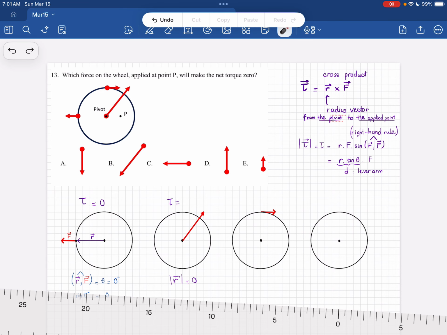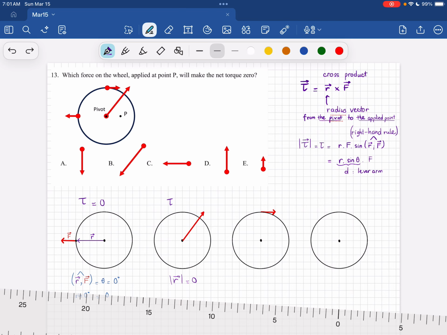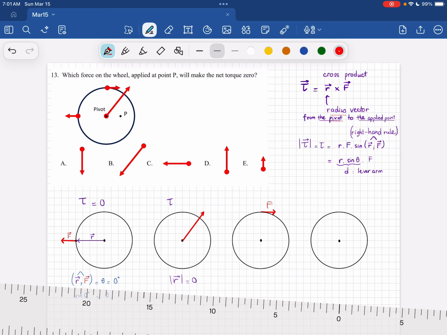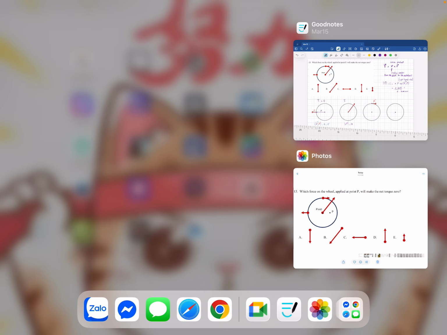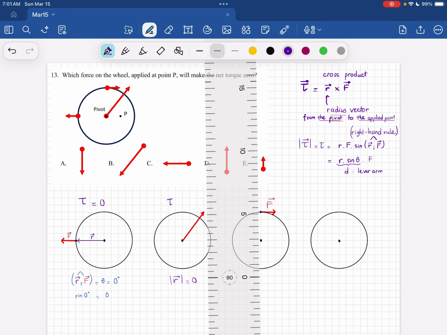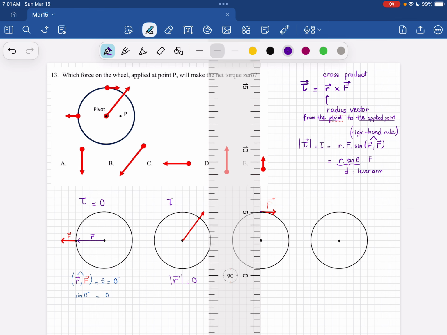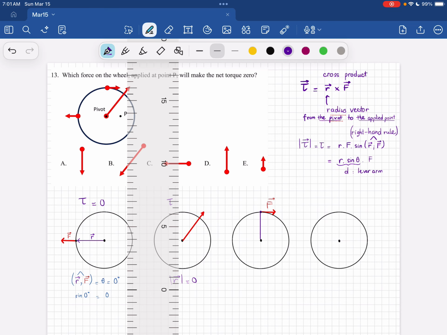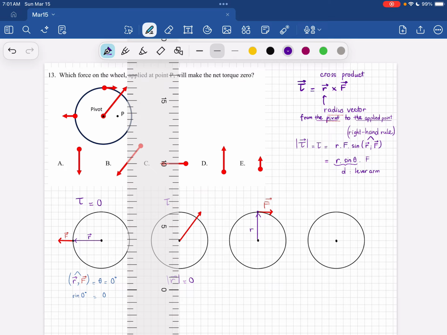We have the force in this direction. This is the force in this direction. And again, this is the apply point here. This is the pivot point. So now we need to draw the radius vector pointing from the pivot point to the apply point. This is the radius vector.